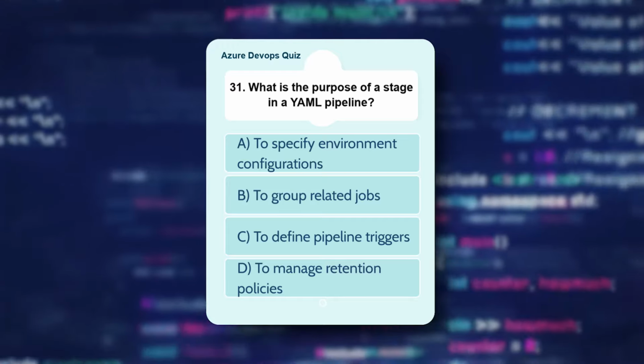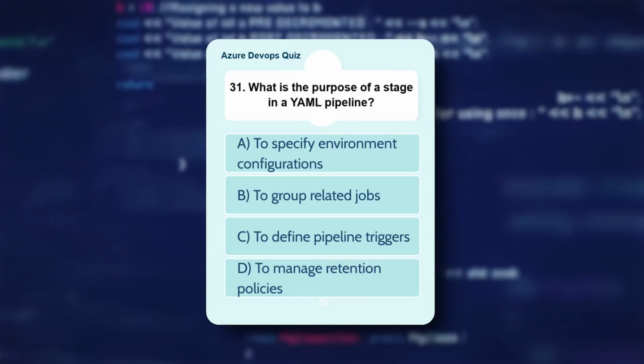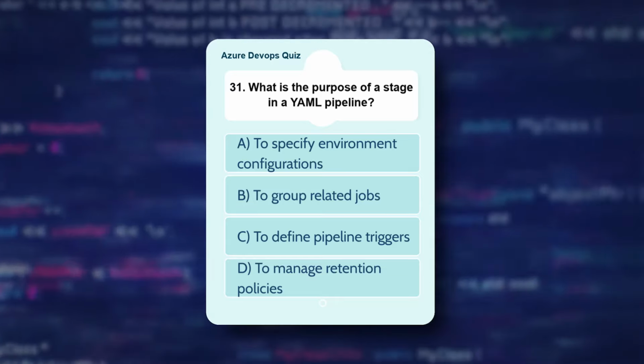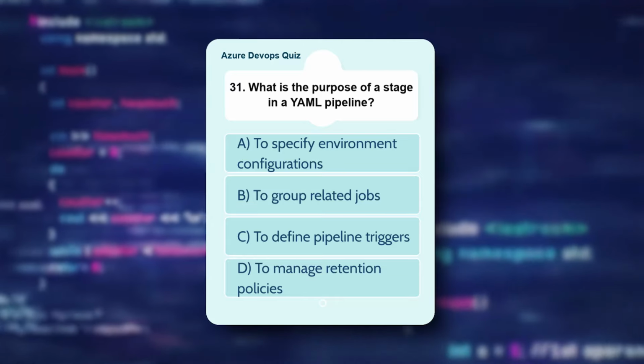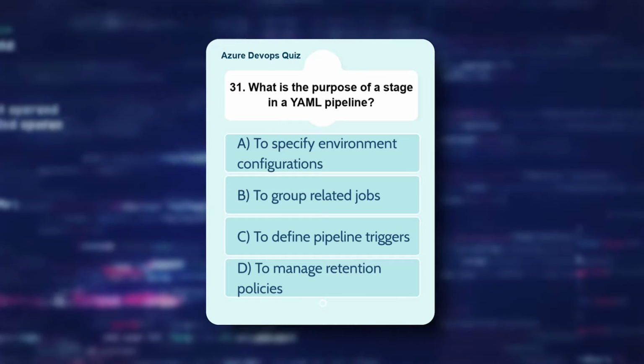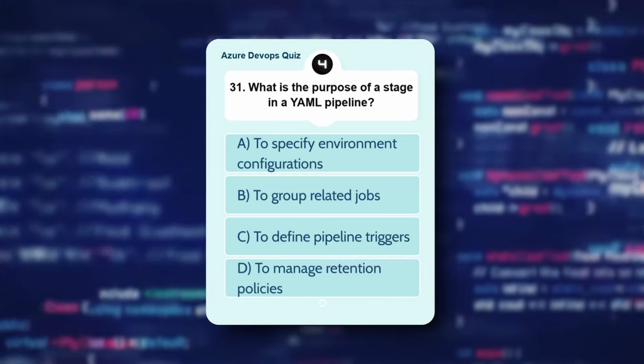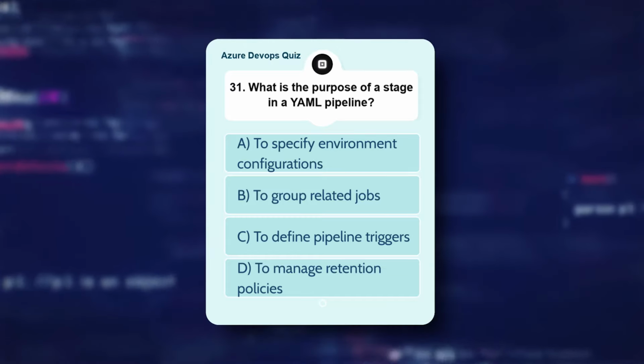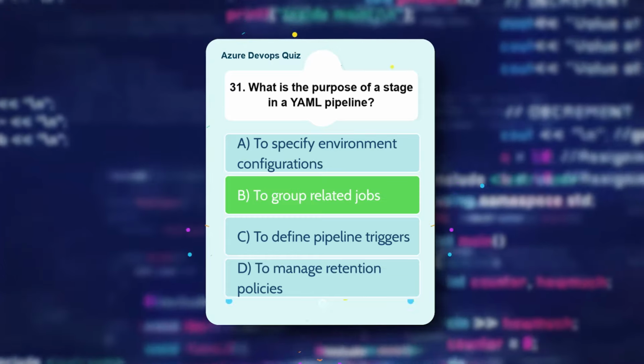31. What is the purpose of a stage in a YAML pipeline? A. To specify environment configurations. B. To group related jobs. C. To define pipeline triggers. D. To manage retention policies. Answer: B. To group related jobs.